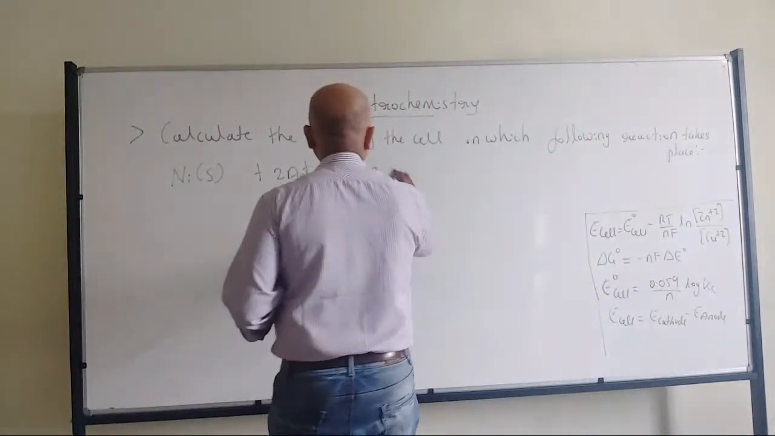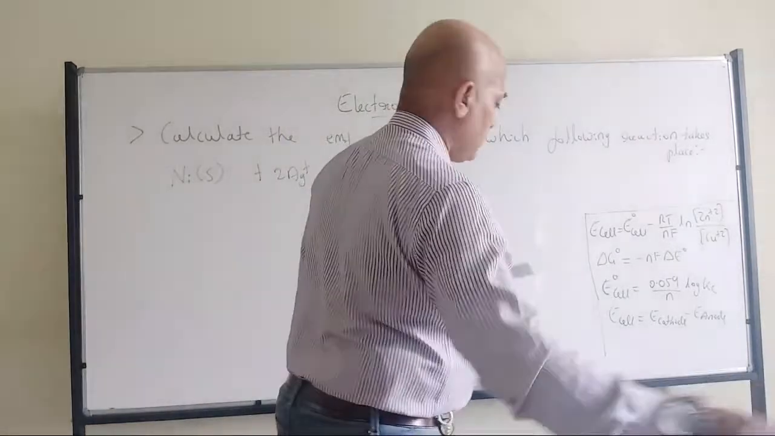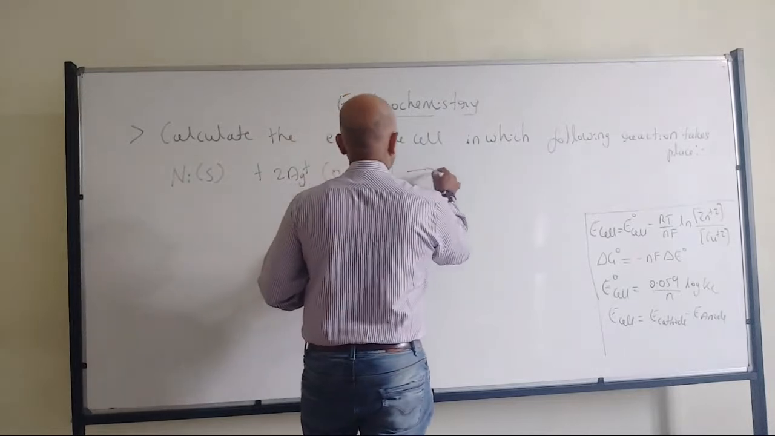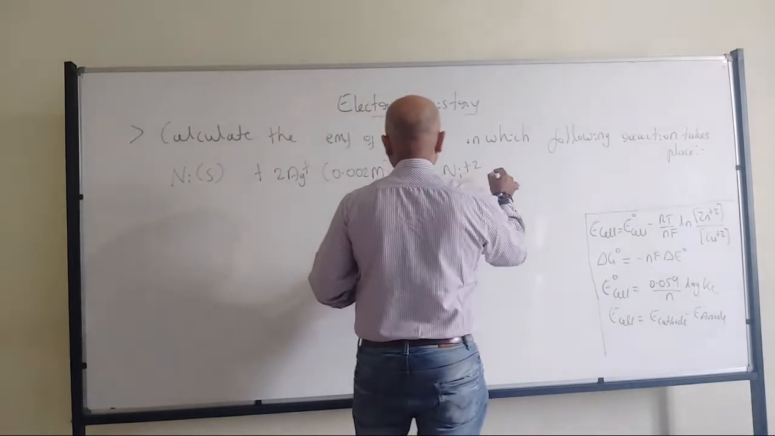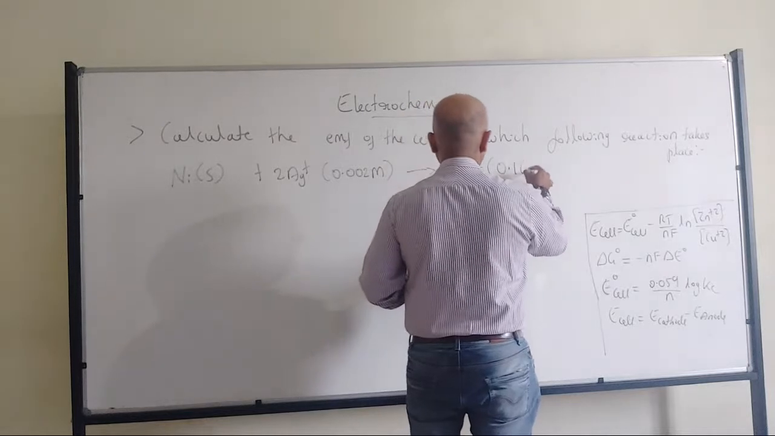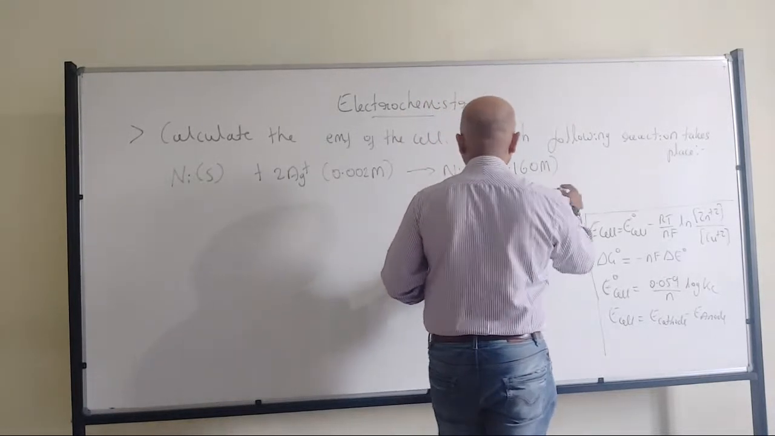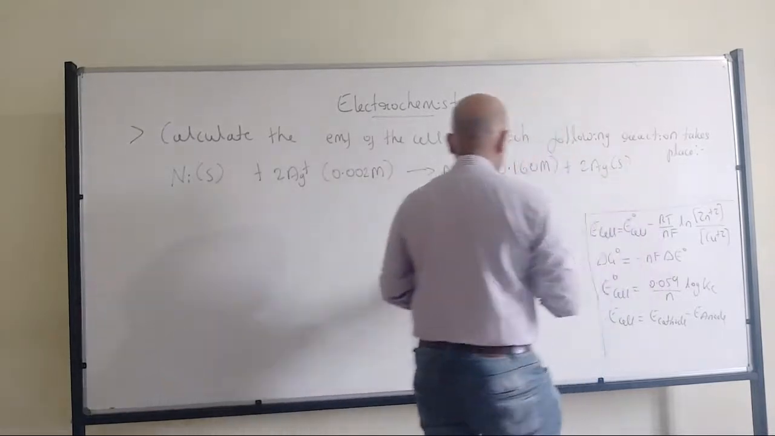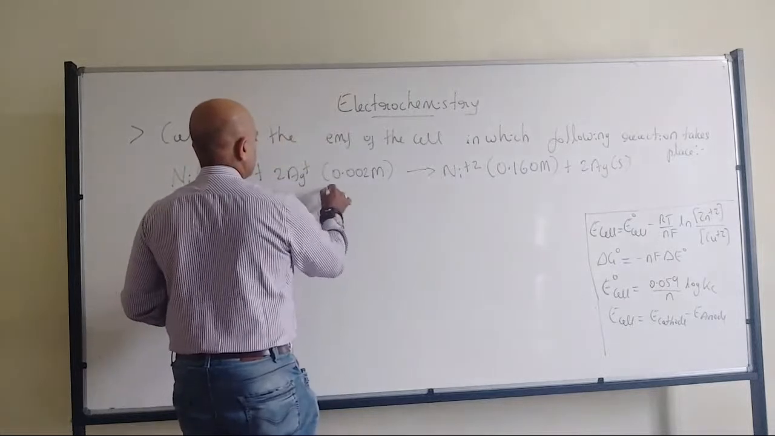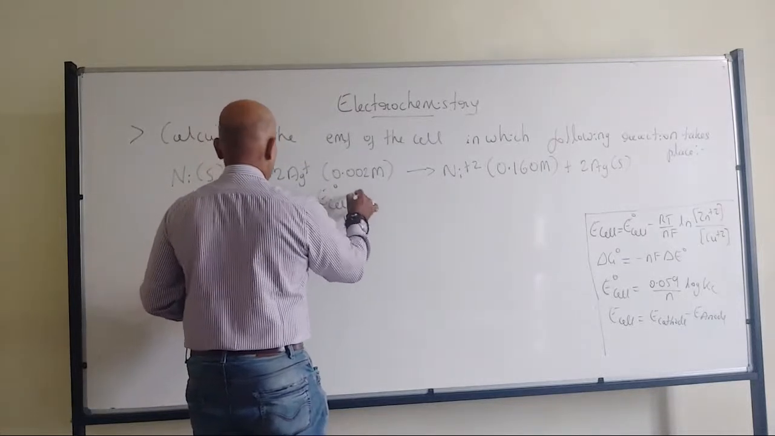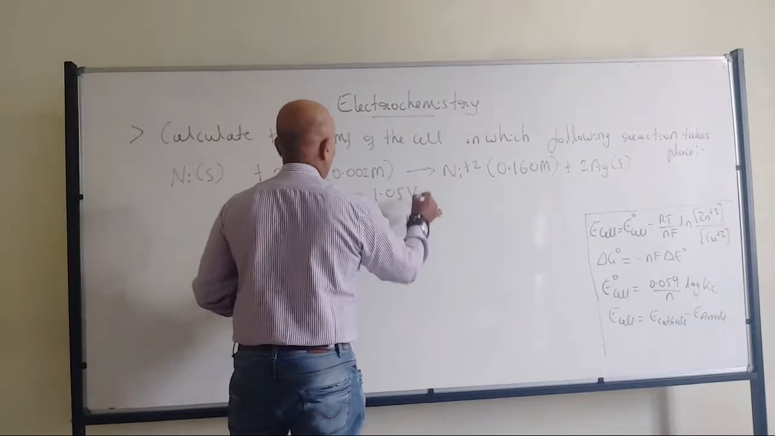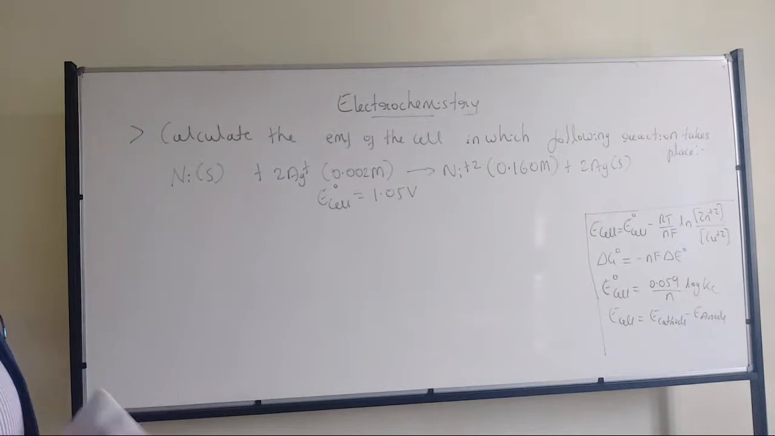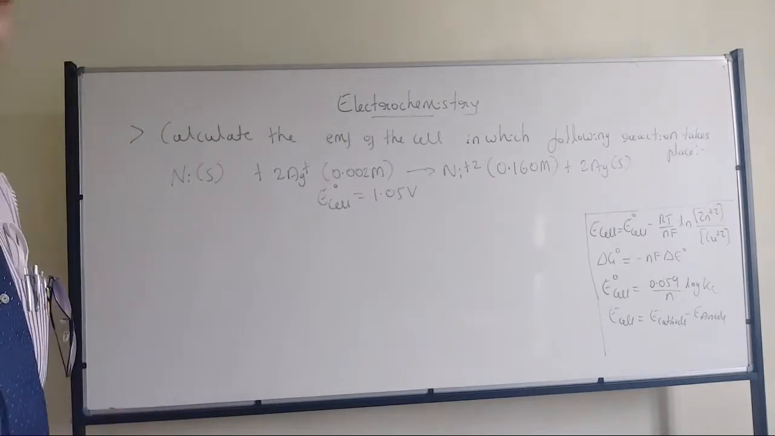giving rise to nickel 2 plus, 0.160 molar, plus 2Ag, where the standard cell potential is 1.05 volt. Okay. Now this is the question.